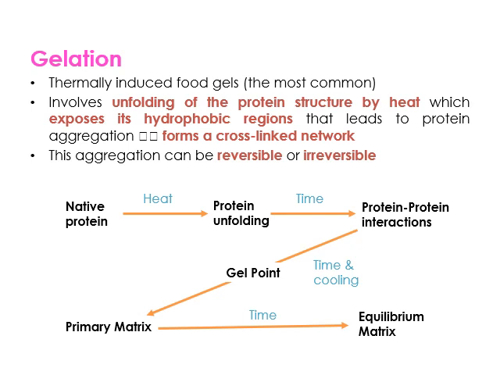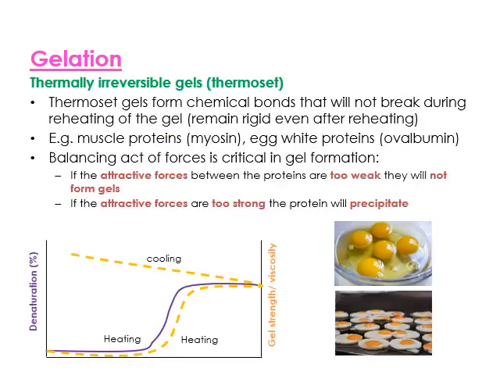So for example, you have native protein. When you heat, the protein will unfold, and over time this protein will form interactions. Okay, upon cooling, they will reach this gel point and form this primary matrix, and over time it will start to form this equilibrium stable matrix.